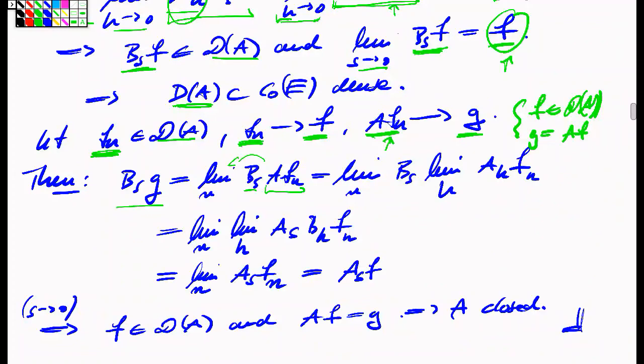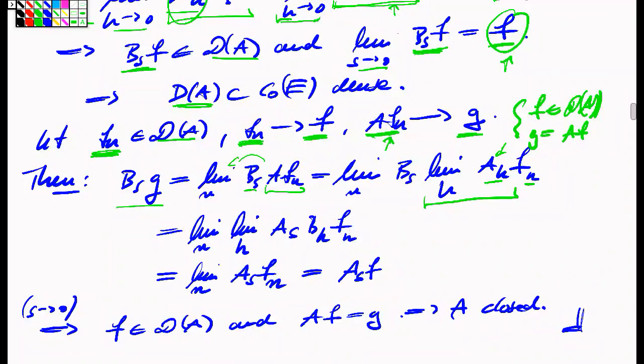Next, we know that the A_h operators are an approximation of the A operator, and the f_n are in the domain of the operator A. So for each n, I can write A f_n as a limit with respect to h, with the parameter h approximating the A operator by means of these regularizings or these difference quotients.